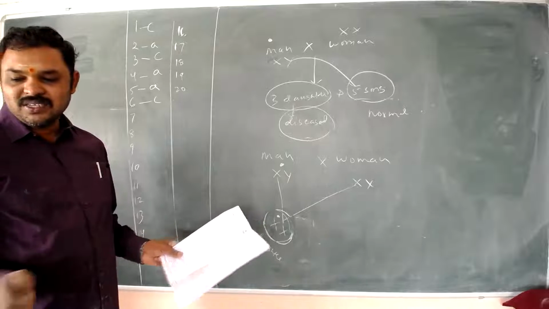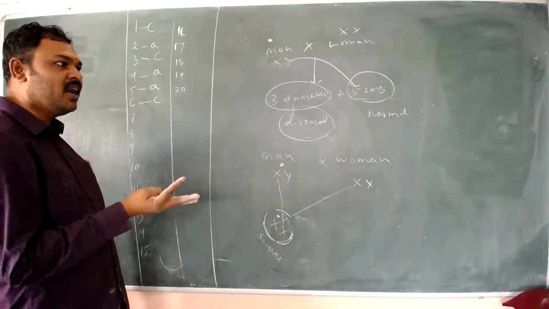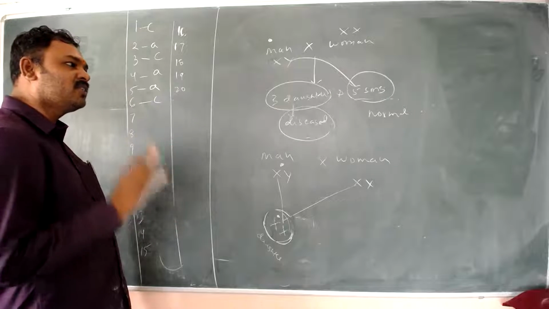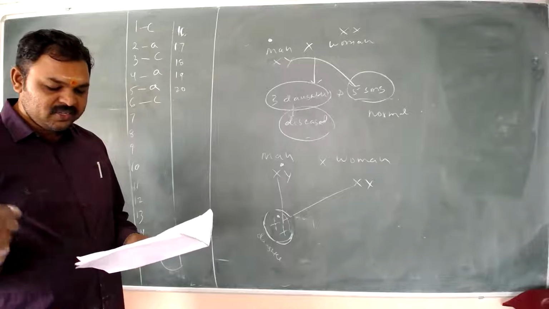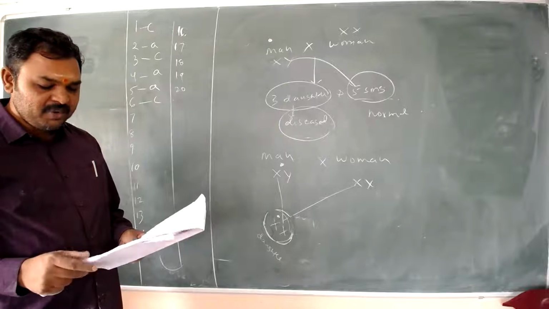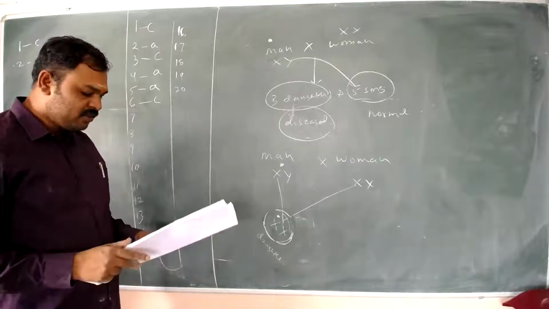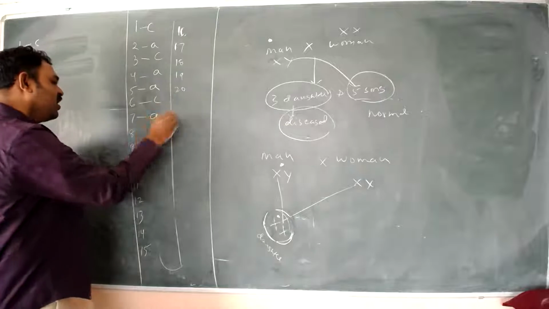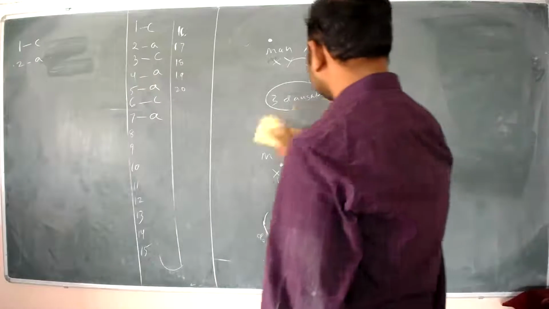What is the 7th one they gave? If a marriage is held between an affected man and a normal woman, they got 8 children: 5 sons are normal, 3 daughters are diseased. What kind of inheritance pattern is it? Options: sex-linked dominant, sex-linked recessive, sex-linked character, autosomal dominant. Here it is sex-linked dominant. So the answer to the 7th one is A. Next one.